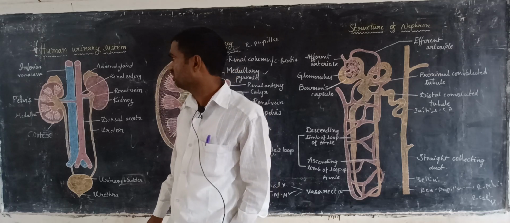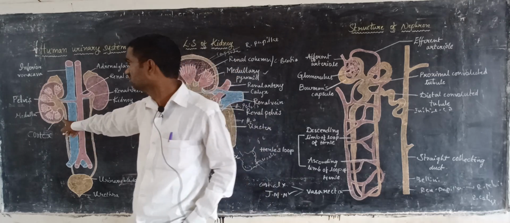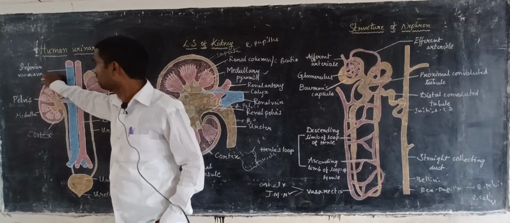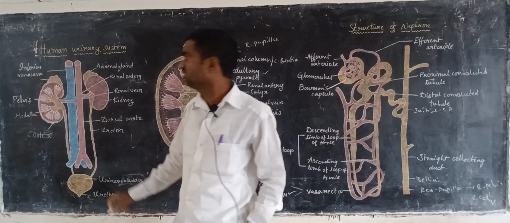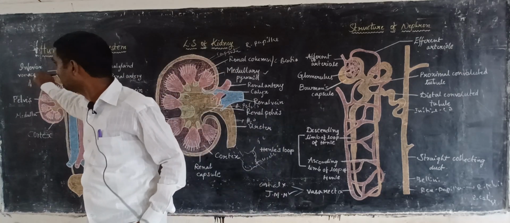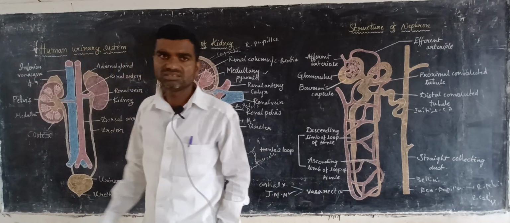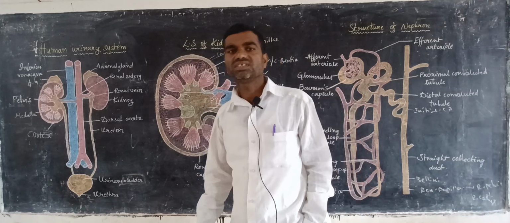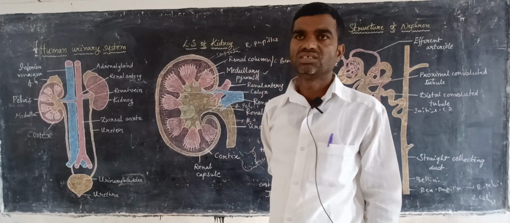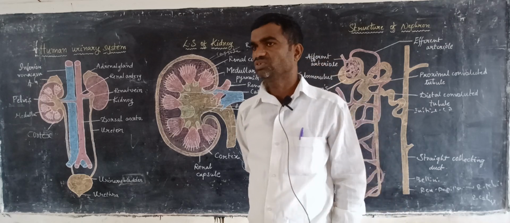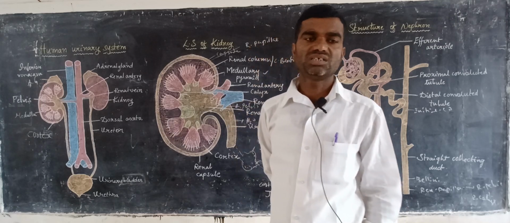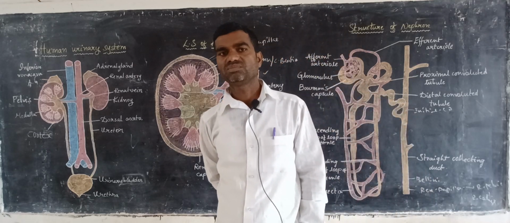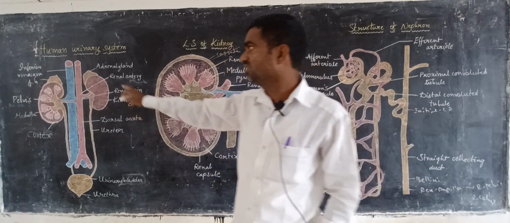So it protects the kidneys, and above the kidney there is a gland called the adrenal gland. We know about adrenal gland functions. It releases various hormones, adrenaline and noradrenaline, generally called the fight or flight hormones.